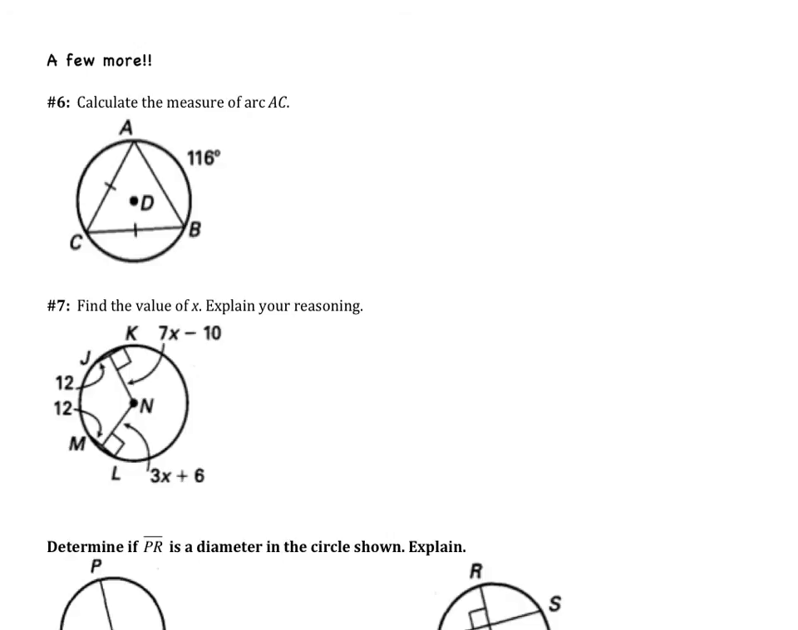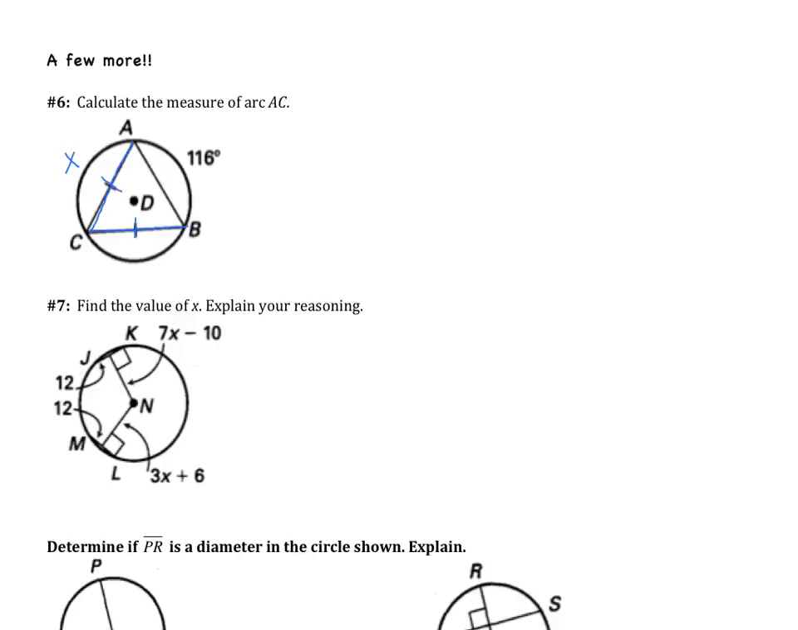Okay, let's see how we did. So for example 6, it says calculate the measure of arc AC. So we need to calculate this measure right here. I'm going to mark it with an X. Right now, we know that arc AB is 116 degrees. We also know that chord AC is congruent to chord CB.